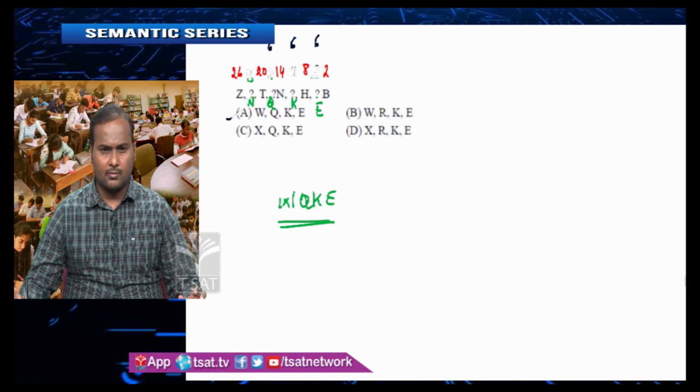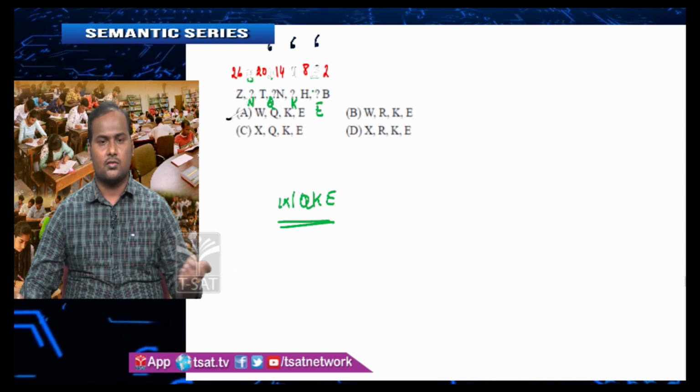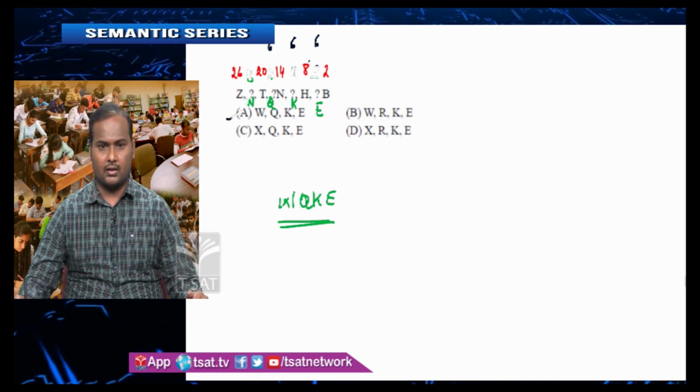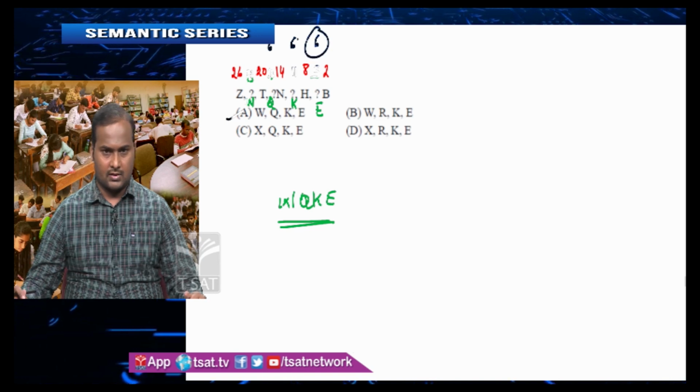So the question mark is given in between. Generally it is increasing by 6, 6, 6. So generally we will take the center letter, that is 2 plus 3 is 5, 5 plus 3 is 8. In total it will become 6.